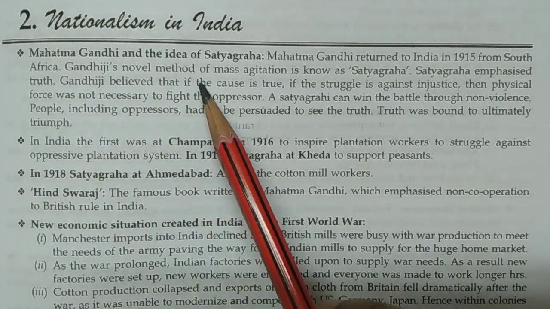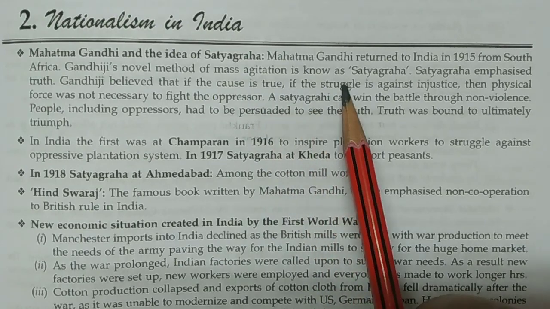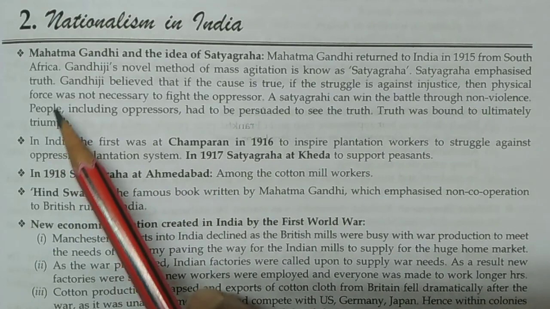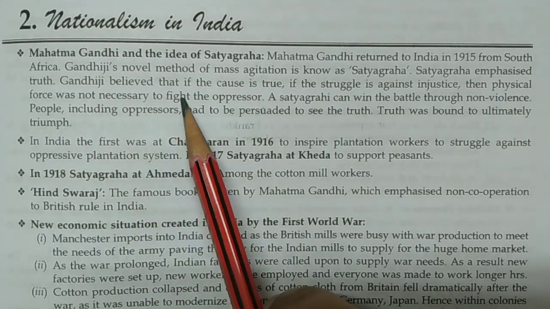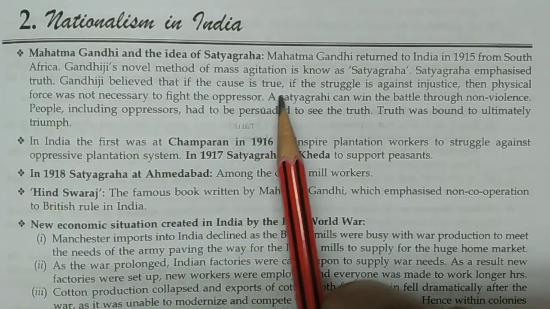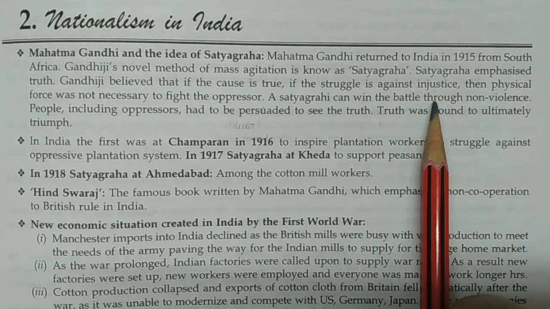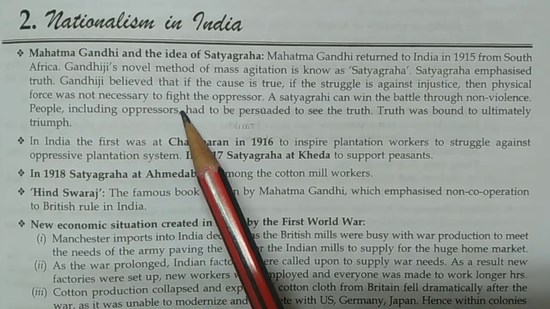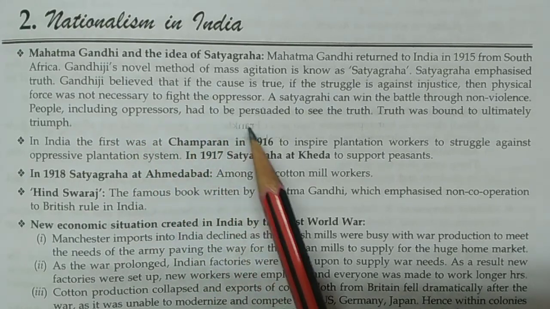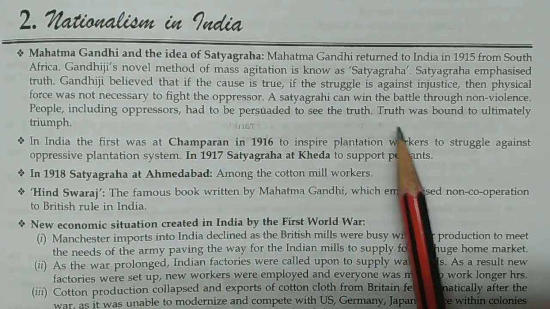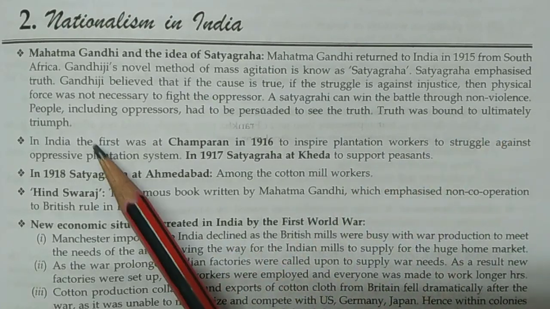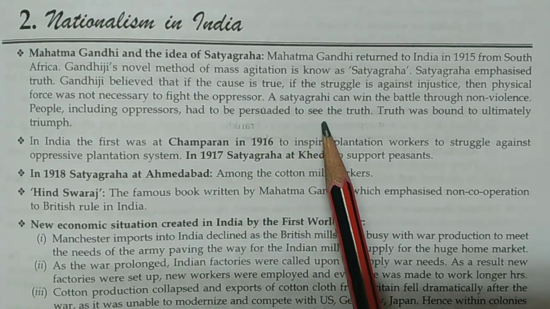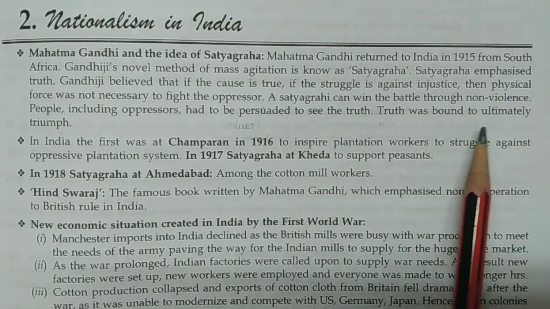Gandhiji's novel method of mass agitation is known as Satyagraha. Satyagraha emphasized truth. Gandhiji believed that if the cause is truth, if the struggle is against injustice, then physical force was not necessary to fight the oppressor. A satyagrahi can win the battle through non-violence. People, including oppressors, had to be persuaded to see the truth. Truth was bound to ultimately triumph.